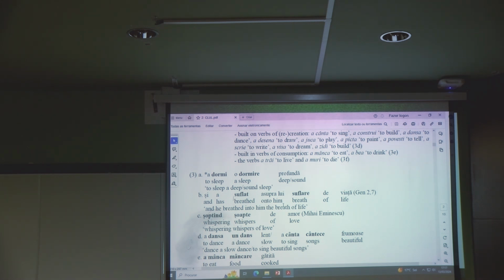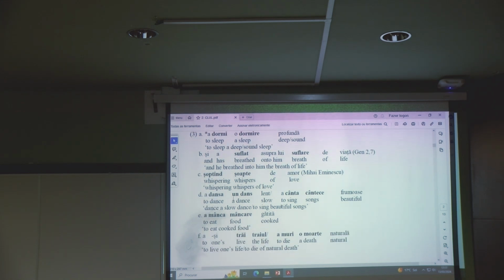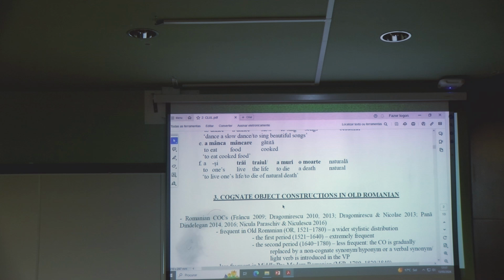Interestingly, we do find these COCs even in Romance languages which do not allow aspectual cognate object constructions. A few examples in 3d, a dansa, dans lent, to dance a slow dance, a cânta cântece frumoase, to sing beautiful songs, to eat cooked food, in this case Romanian allows the COC, or to live one's life, to die a natural death. These are not problematic. Now, when we turn to Old Romanian, we discovered some extremely interesting data.